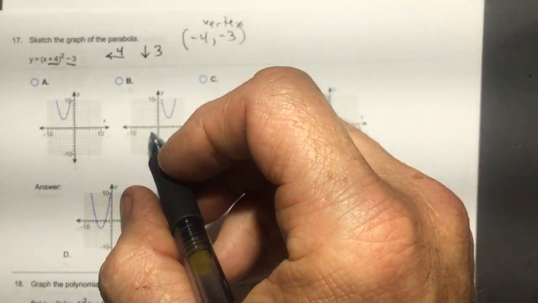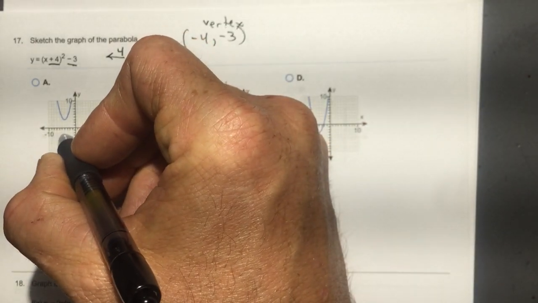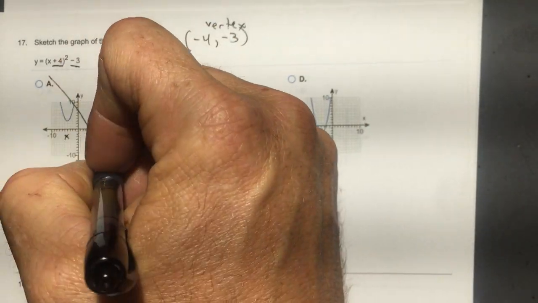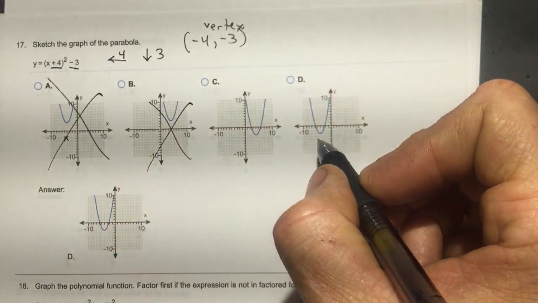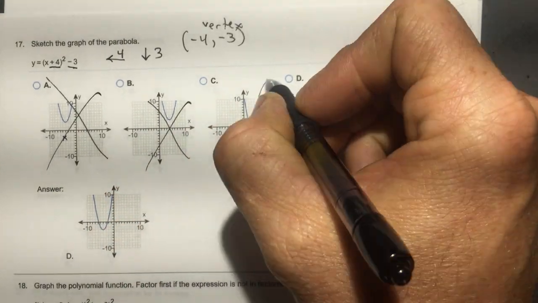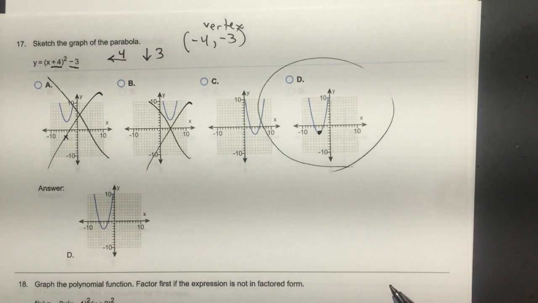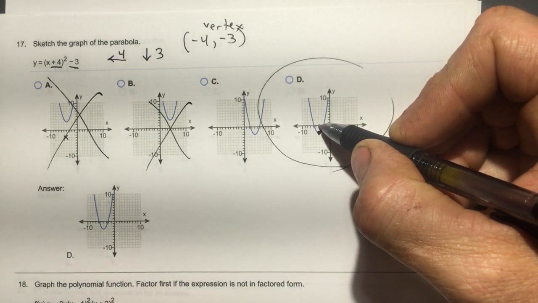Okay. So I just go to -4, -3, should be right here somewhere. That's not right. This is not right. Here it is, right there, D. Okay, I'm going back 4 and I'm going down 3.